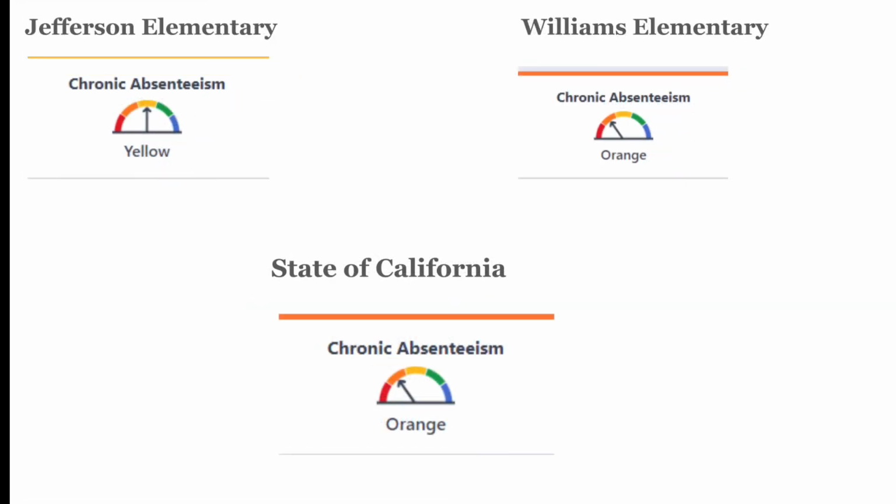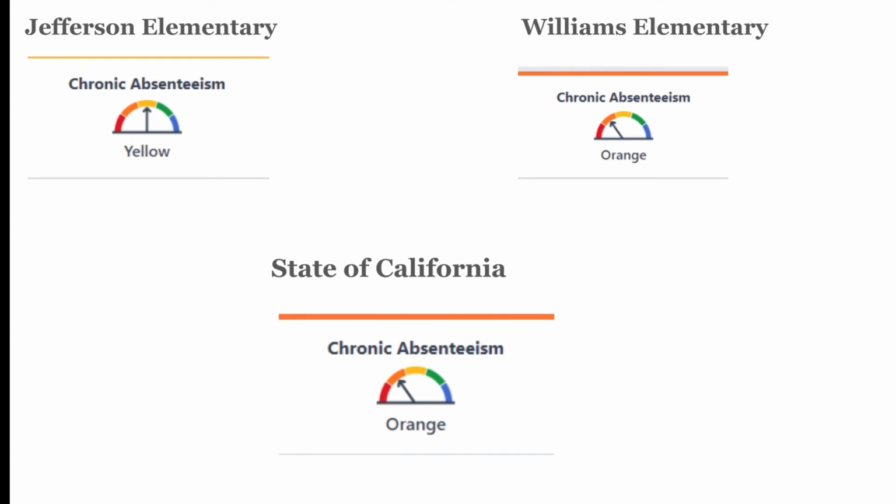For Jefferson Elementary, the students that are more affected by chronic absenteeism, we have African Americans in the red, we have students with disabilities in orange, we have socioeconomically disadvantaged students or whites in the yellow, we have Hispanics in green, and we have English learners in blue.